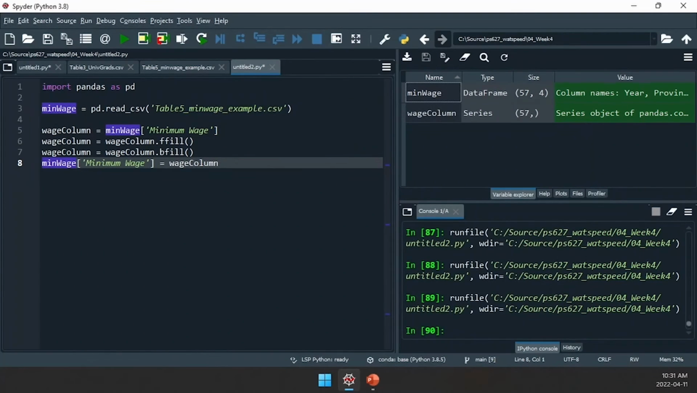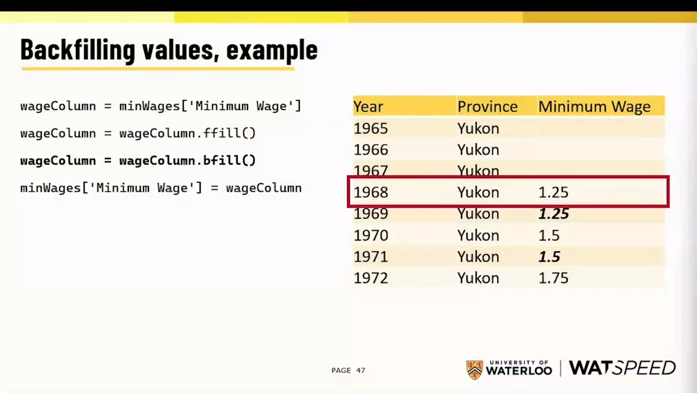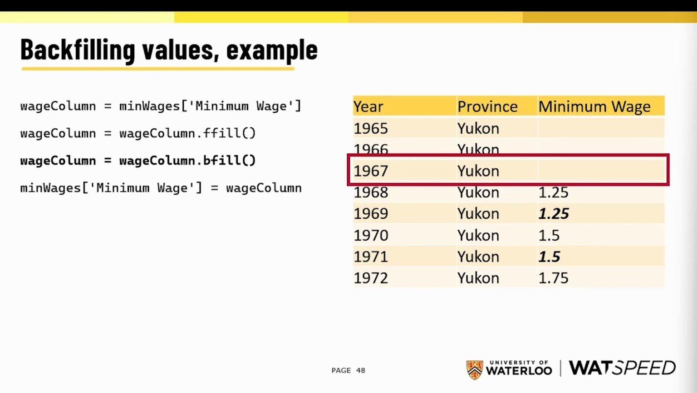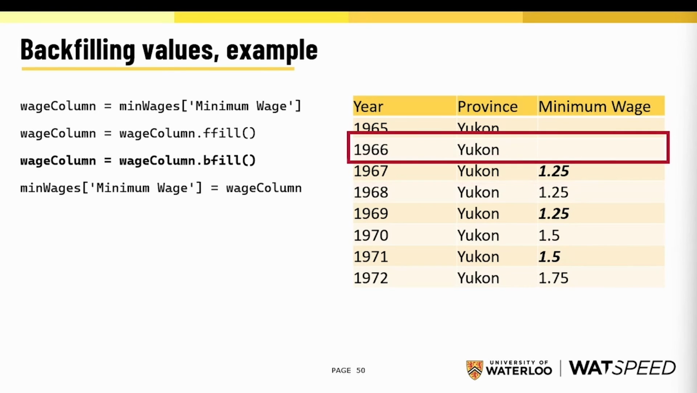So let's take a look at backfilling data. Let's visualize this. So let's say we do our B fill. So we're going to start at 1968. So this is our first known row. We have $1.25. We're going to work backwards through our file. So 1967 has NaN. We're going to substitute $1.25, our first known value. Work backwards, 1966. We'll take a look at our first known value, which is $1.25, and backfill.